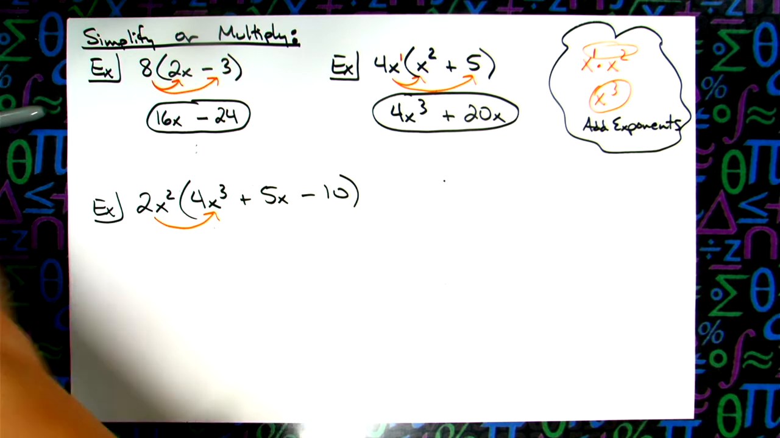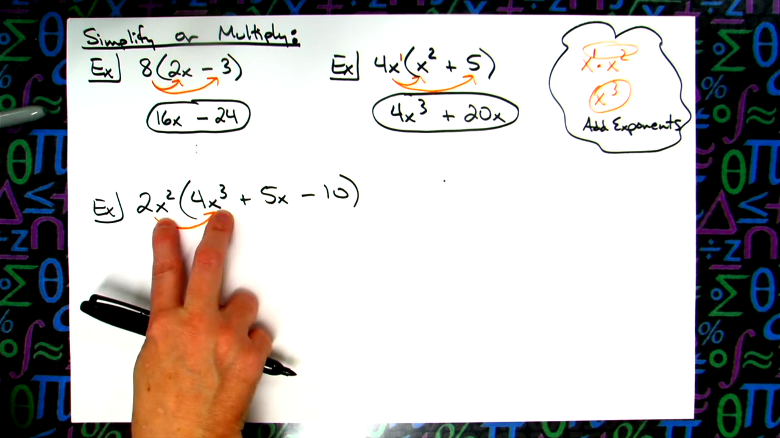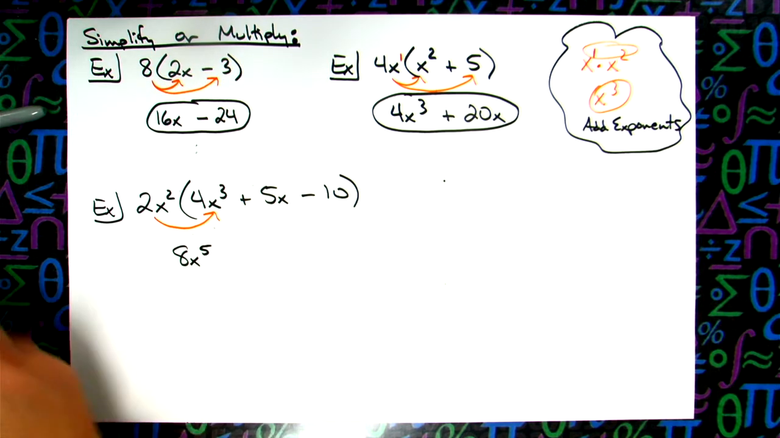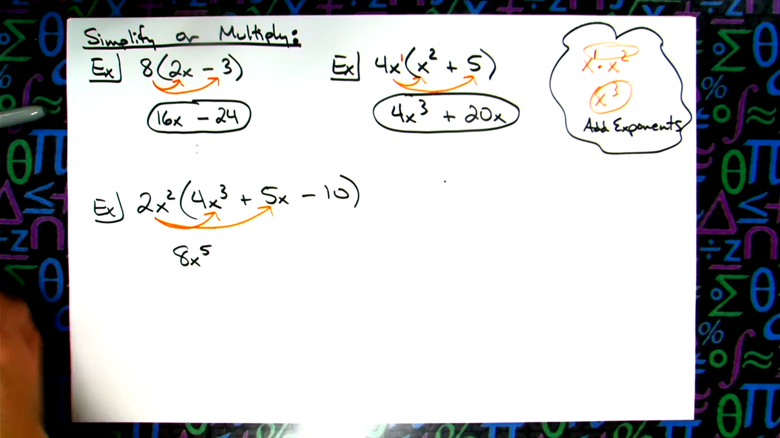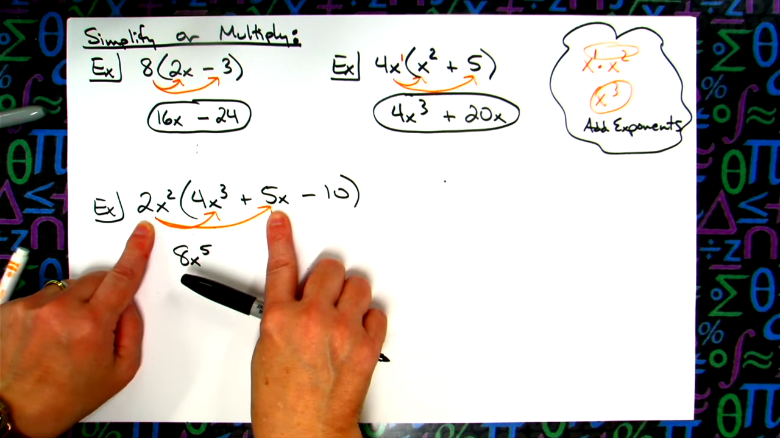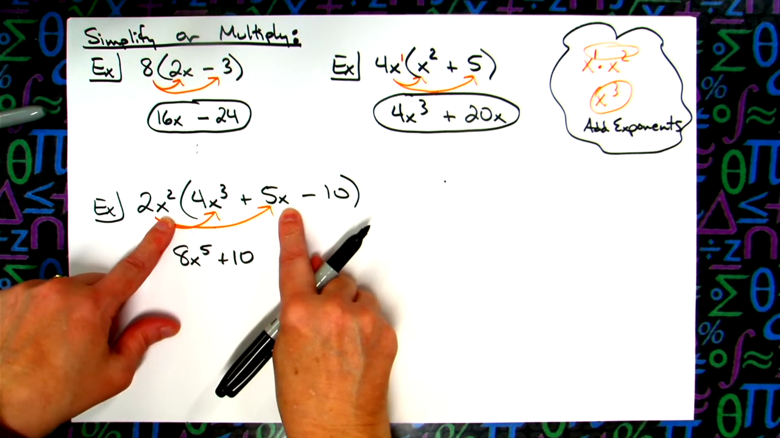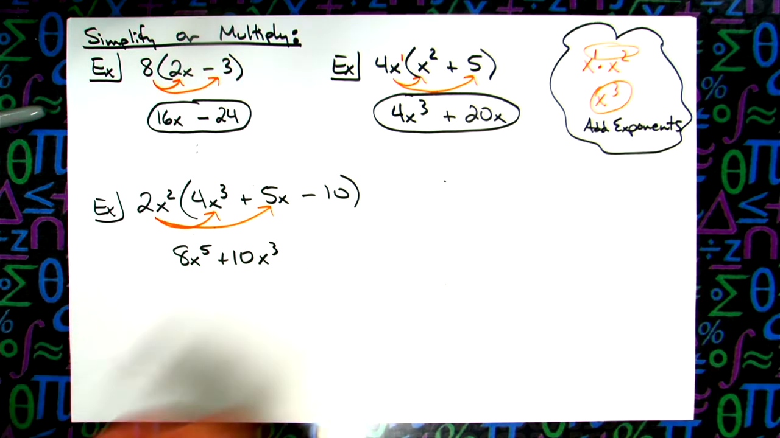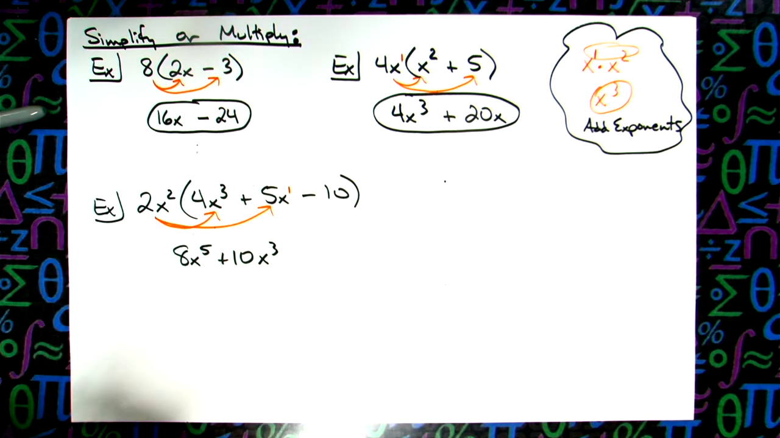All right, let's do one arrow at a time, one answer at a time. So 2 times 4 is 8. When multiplying like bases, I add the exponents. So 8x to the 5th. Then I'm going to distribute it to the middle term. When I multiply the 5 times the 2, I get a 10. And then when I add the exponents, x to the 3rd, don't forget the imaginary 1 that's sitting right there. 2 plus that 1 right there. It's imaginary, but it's still there.